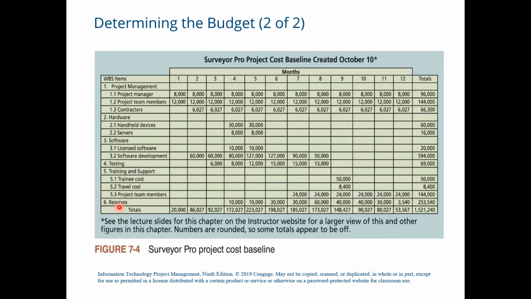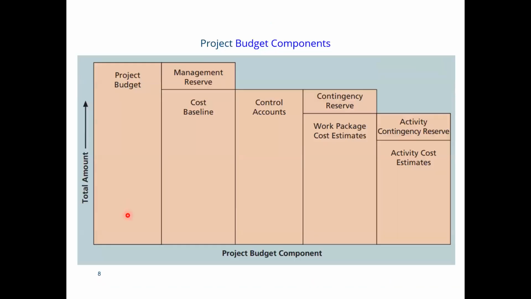But we know that there are 2 types of reserves. It does include the contingency reserves, but does not include the management reserves, right? If you recall, the contingency reserves are for known unknowns, while management reserves are for unknown unknowns. So we are just including here the contingency reserves.